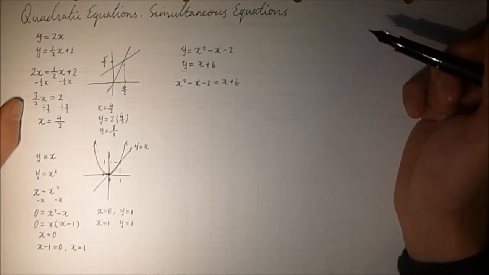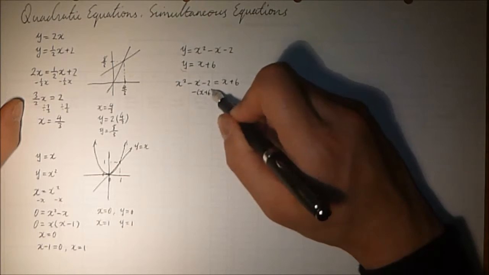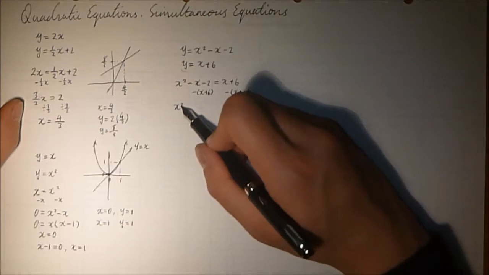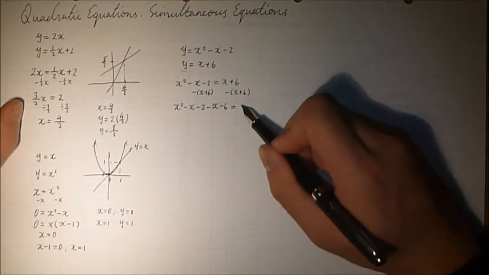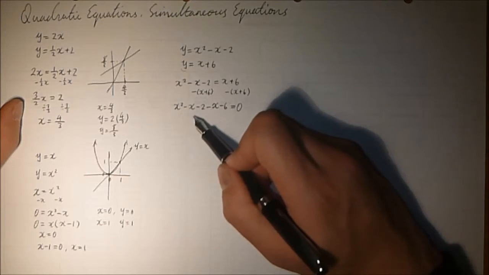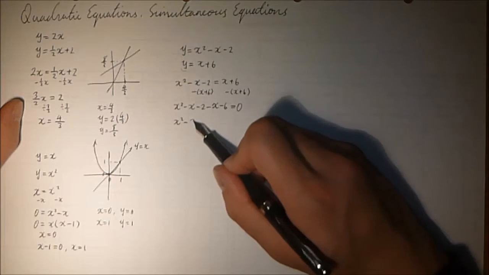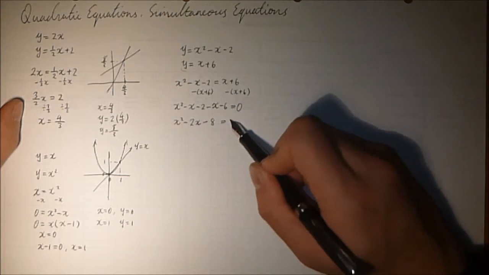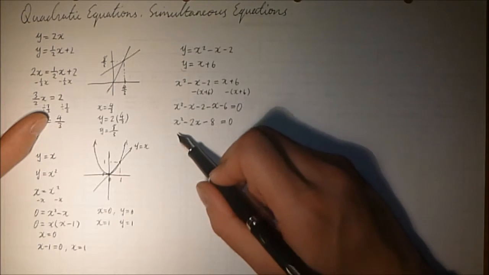And like in solving normal equations, we subtract x plus 6 from both sides, and we end up with x squared minus x minus 2 minus x minus 6 equals 0. And you will have x squared minus x gives minus 2x, minus 2 minus 6 gives minus 8, equals 0. Another quadratic equation, so we solve it by factorization.